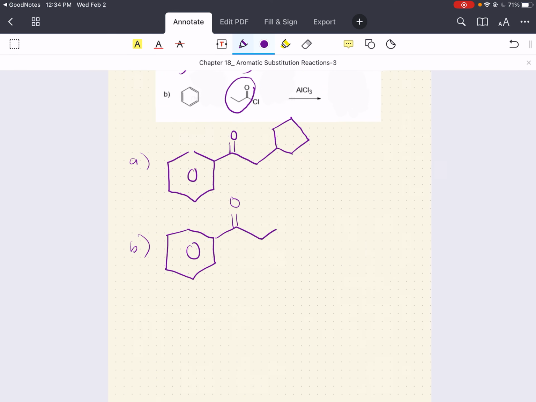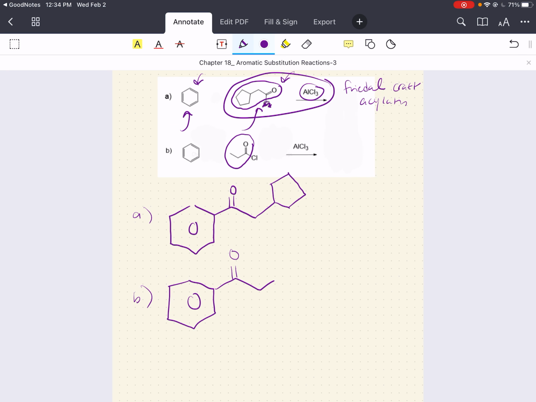All right, these are all the practice problems for this. I hope this was helpful. Next time, we're going to cover how to deal with monosubstituted benzenes in terms of reactions and how those will proceed. And we're going to do lots more practice problems as we go through chapter 18.